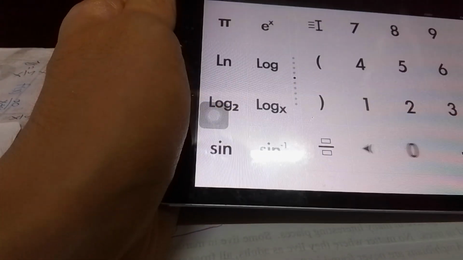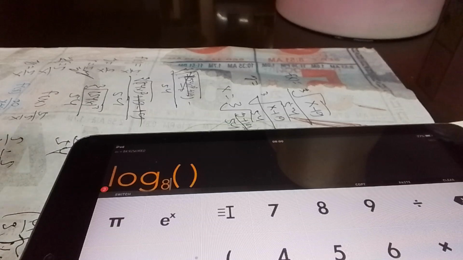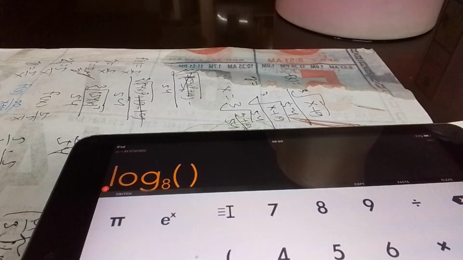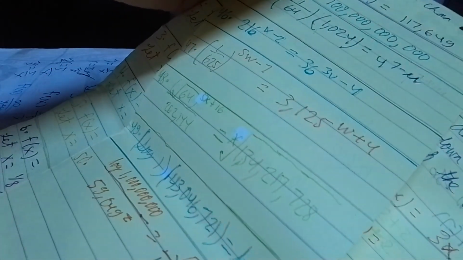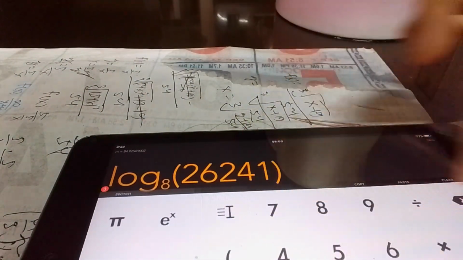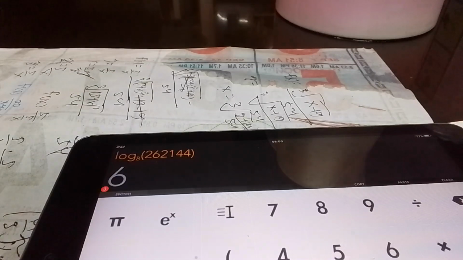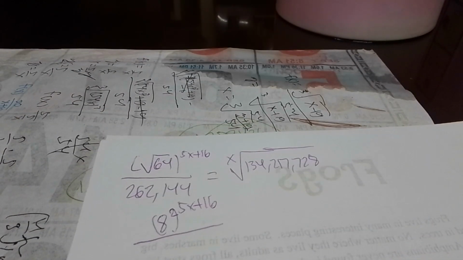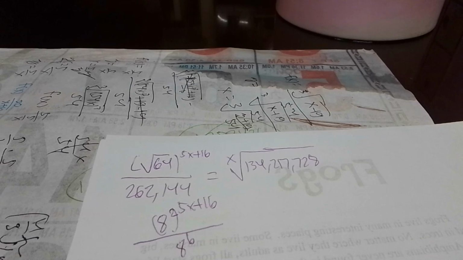Let's see if we got it right. So go to log base x, then we go to 8. Log base 8 of the number. What's the number here? 262,144. And what's the answer? 6. So that implies 8 raised to the 6th power. That implies the quotient law, so therefore you have to subtract.